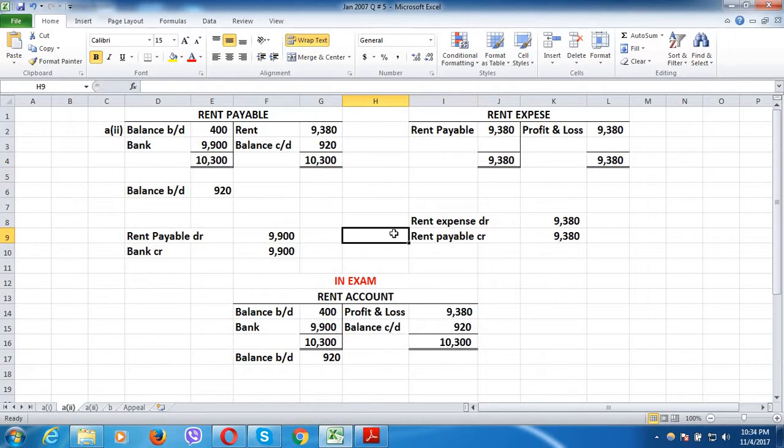So let's start. Normally the journal for rent expense will be rent expense debit, rent payable credit. It goes for any expense, but sometimes rent can be paid in advance also, and after paying the advance the journal is made when the expense is incurred. If the advance is made, then the journal will be bank credit, rent prepaid debit. After paying the advance, you will record this transaction when the expense is incurred. Clear?